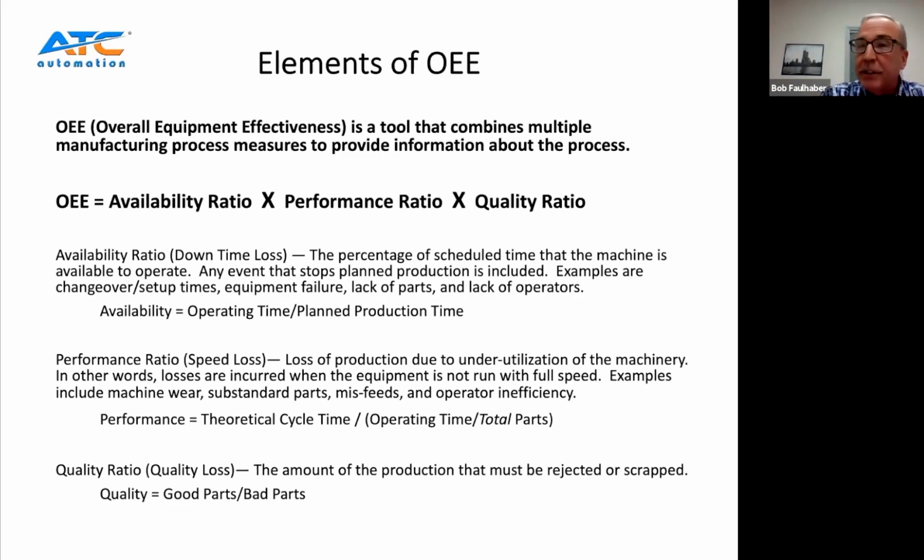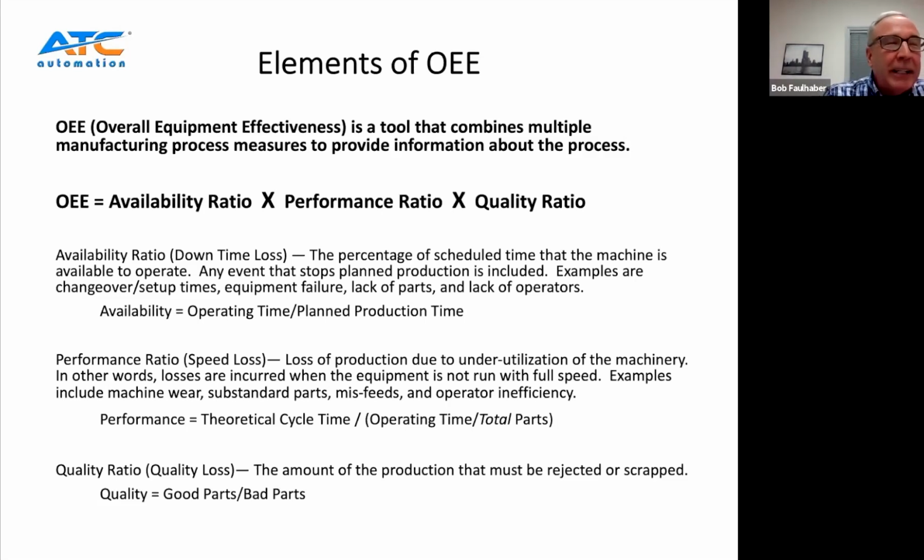The calculation is very simple. It's the availability ratio multiplied by the performance ratio multiplied by the quality ratio. So it's three values multiplied by each other. Seems very simple, right? Well, I don't know, it gets a little bit more complicated, ratios are, Bob. So I'd say no, it's not simple.